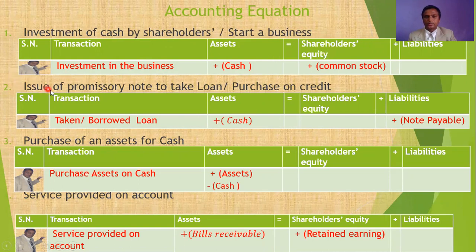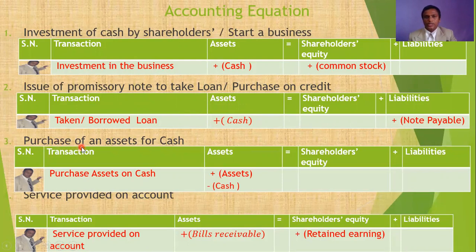Number 2, issue of a promissory note to take a loan or purchase on credit. When we borrow a loan, cash, which is an asset, increases, so assets increase and correspondingly liabilities increase, because the money must be paid back. So note payable is a liability.